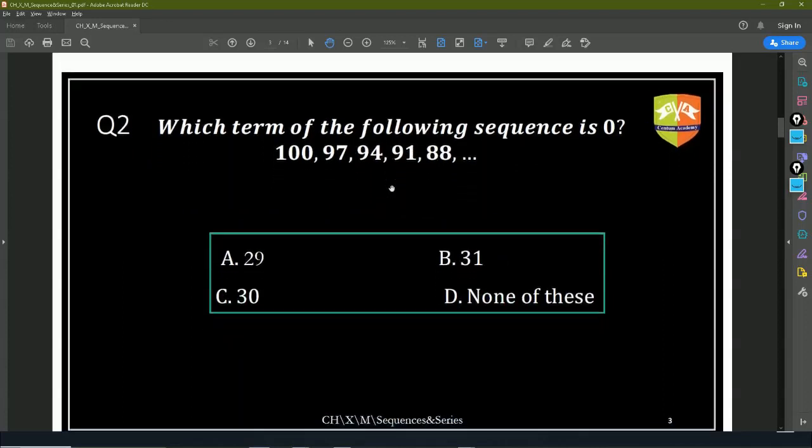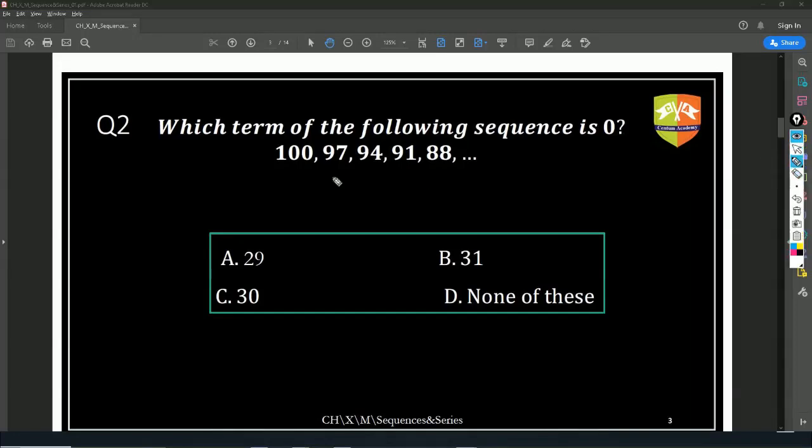Why is it easy? Is because this particular question here, 97, 94, 91, 88, none of them are multiples of 3. Okay, so every number is just one next to a multiple of 3, so it will go down. If you see, this is 99 plus 1. This is 96 plus 1. This is 93 plus 1. So multiples of 3 plus 1. So the next term will be minus 2. There will not be any 0.